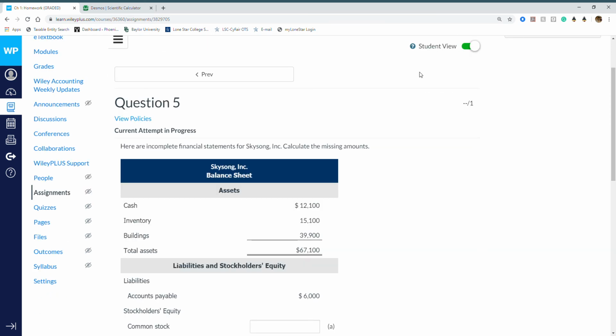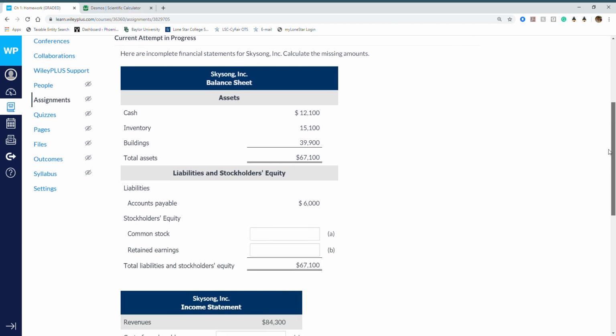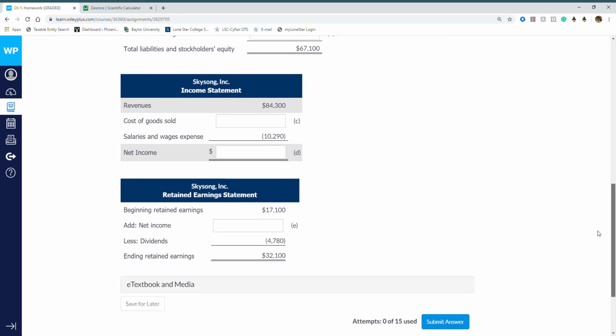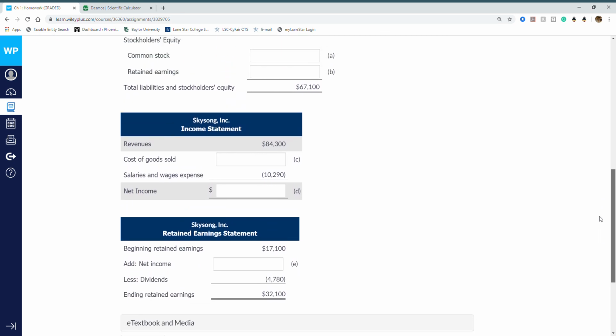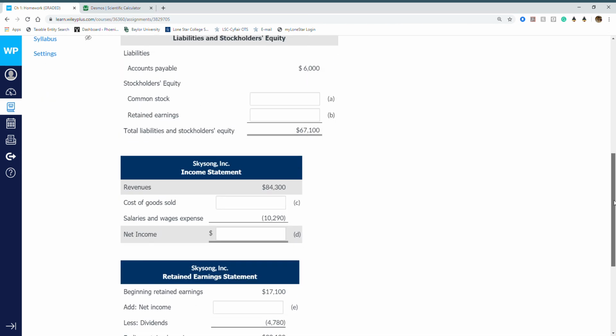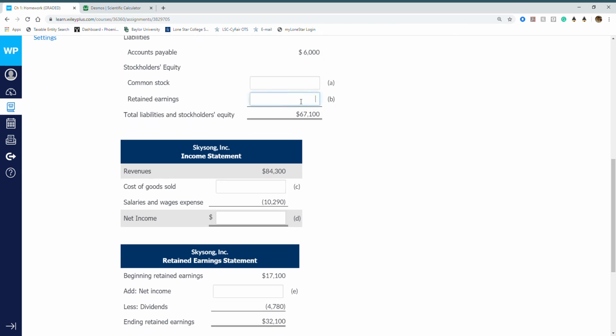Last one. Question number 5. Okay? This one gives us incomplete financial statements. So all we have to do with this is one, figure out where the blanks are, and then basically go through them. Okay? So first off, retained earnings, right here, this blank, we can actually find because it's always ending retained earnings. So that's right there for us.